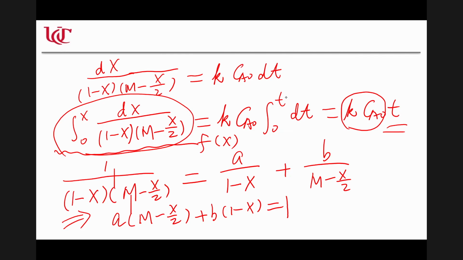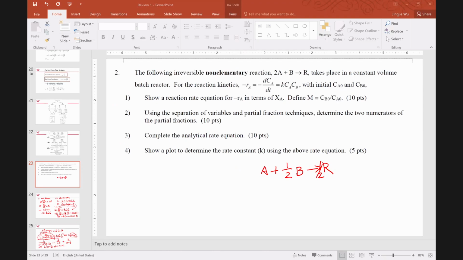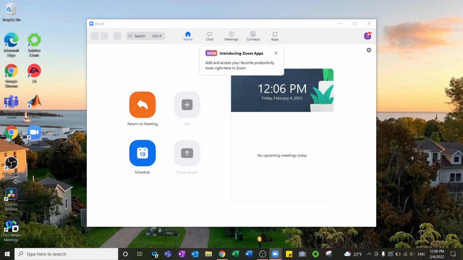So any more questions for this problem? Oh, sorry, this should be one, right? Also one half. Any more questions?